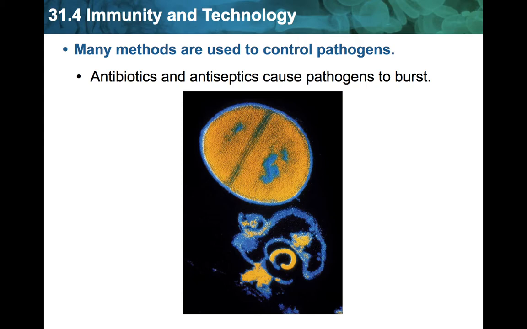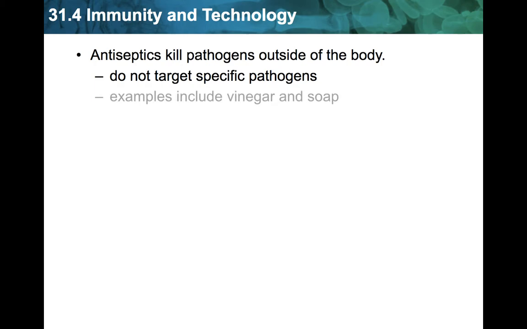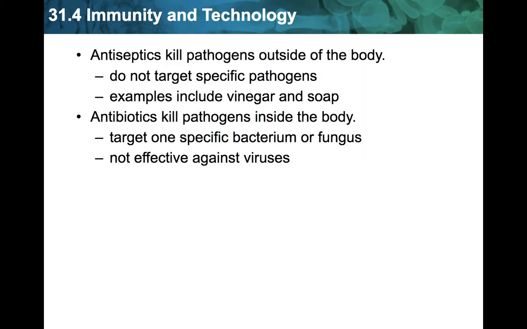Antibodies and antiseptics cause pathogens to burst. Antiseptics kill pathogens outside of the body. They do not target specific pathogens. Examples include vinegar and soap, so washing your hands with soap or cleaning your counters with vinegar. Some people do that as a natural alternative. Some people use Clorox or bleach-type things to clean.